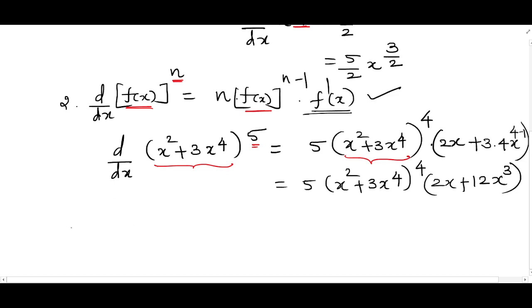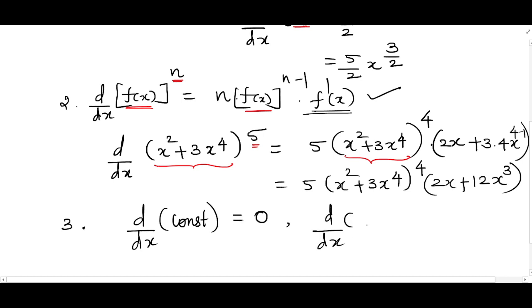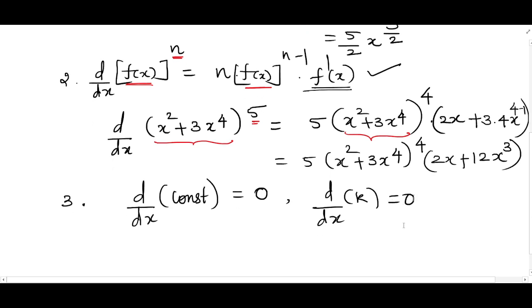Okay. The third formula is the derivative of a constant function, so it is always 0. So if I am taking d by dx of, let us say, a constant k, its derivative will be 0.